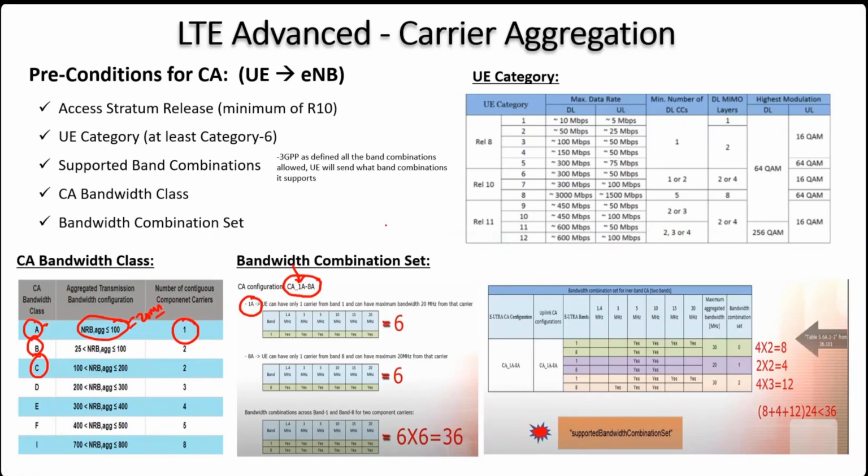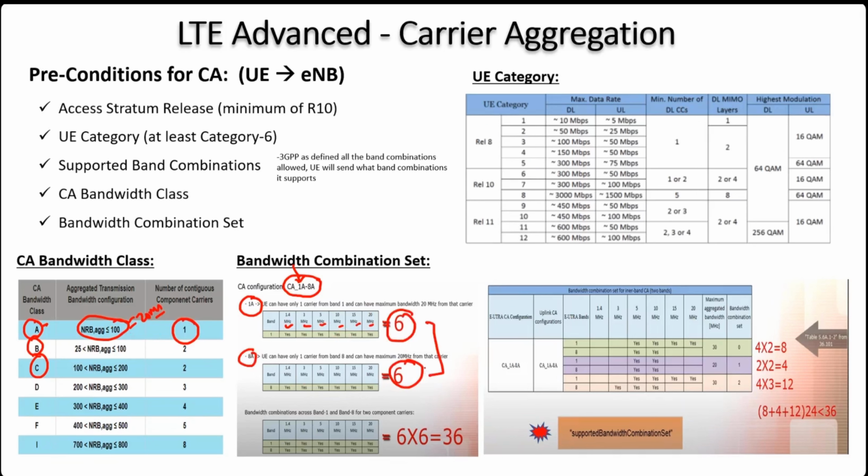Yes. It means from band 1 and band 8, it can merge up to 20 megahertz plus 20 megahertz. So you can see 1A means from band 1, up to 100 RBs it can use. So how many possibilities are there? 6, correct? And from 8A, there are also 6. Yes or no?